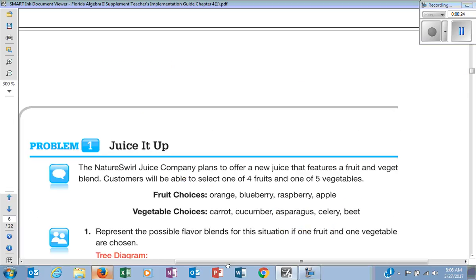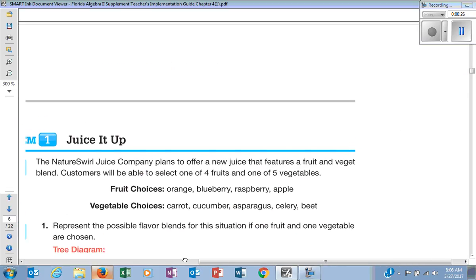So here we go. This is our review. You've got a juice company, and for the juice you get to pick a fruit and a vegetable. How many different events do we have, or how many selections, holes? How many things do we have to pick if in each juice you get a fruit and a vegetable? How many holes do we have to fill? 2. We have a fruit choice and we have a vegetable choice.